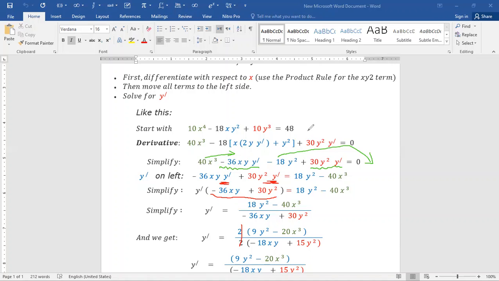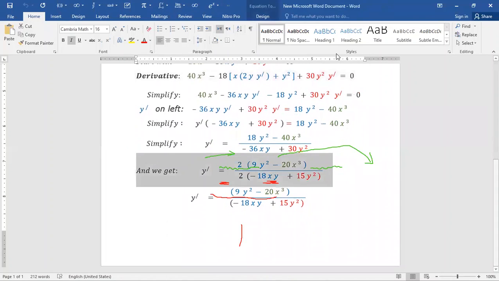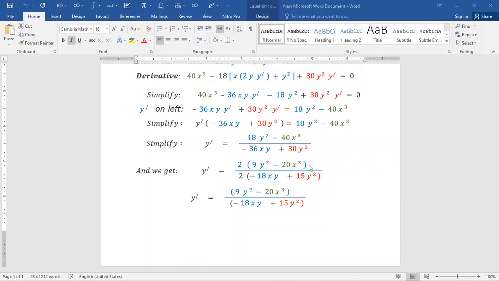This is the y prime, or the slope at any point. Y prime means slope at any point. If we are given a point, for example 2, 1, any numbers, we replace x and y, then you get the number for y prime. This is an example for implicit derivative.